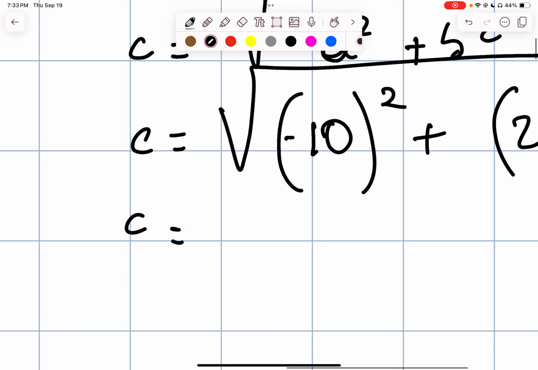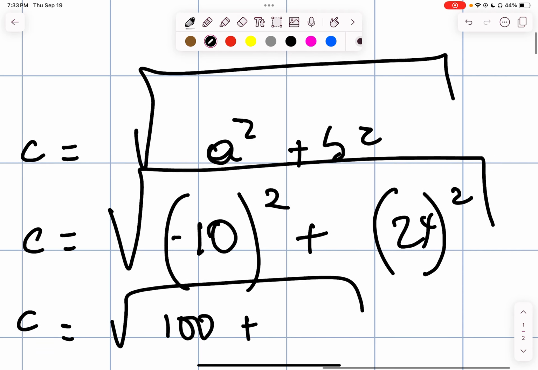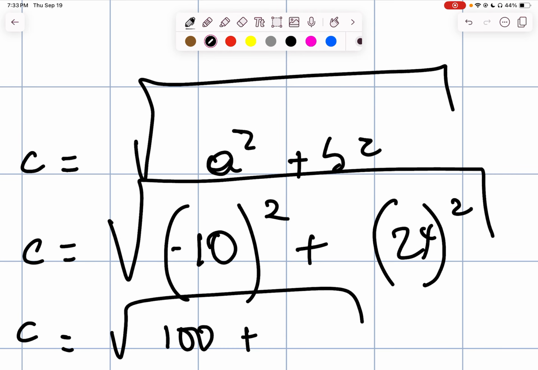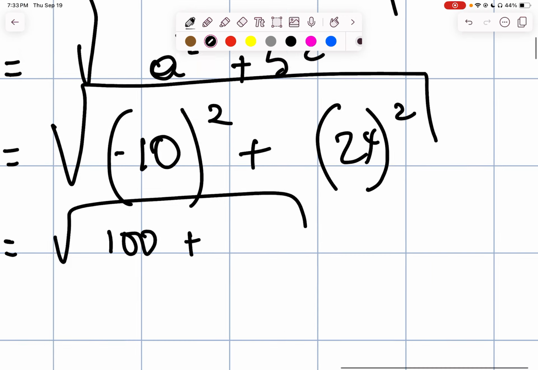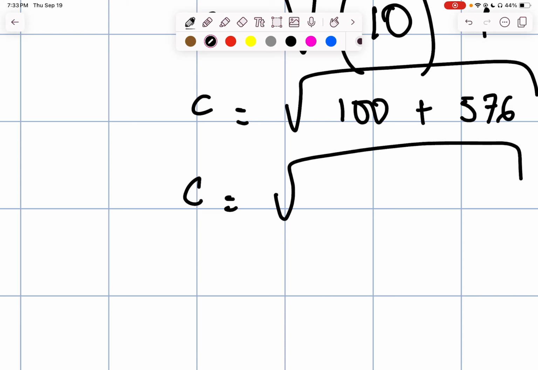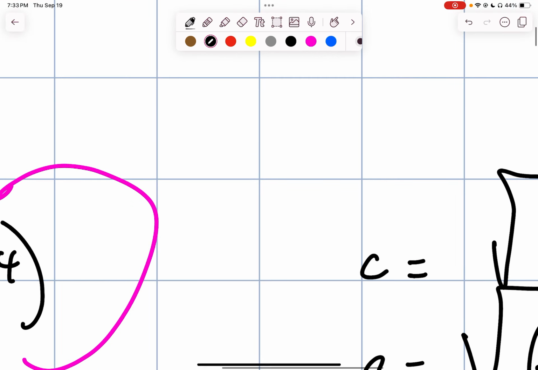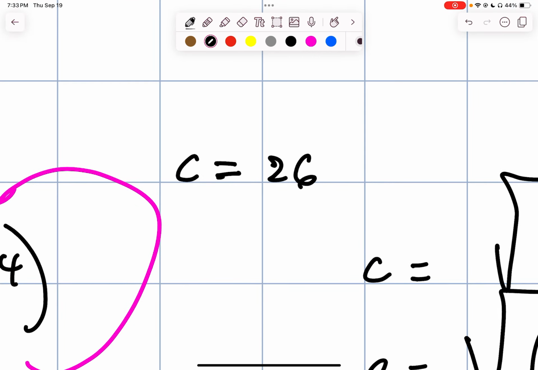c equals the square root of 100 plus 24 squared, which is 24 times 24, 576. So c equals the square root of 576 plus 100, which is 676. Now we find the square root of 676, which is equal to 26. So c is 26. c is the hypotenuse, the side that they didn't give us, so we put it here because we're going to use it for every single function. c is equal to 26.